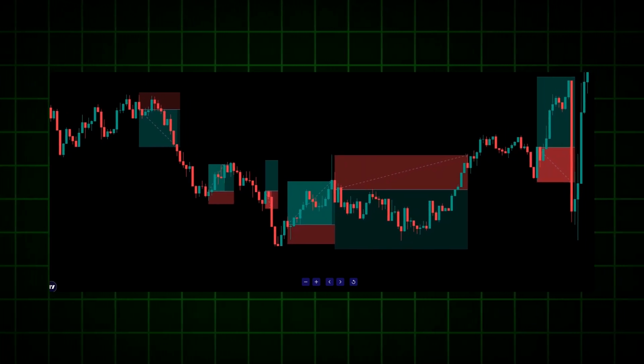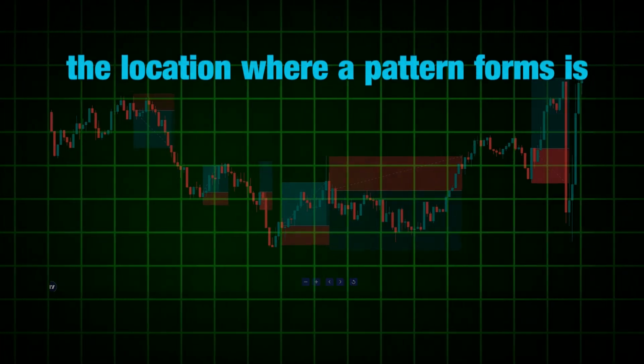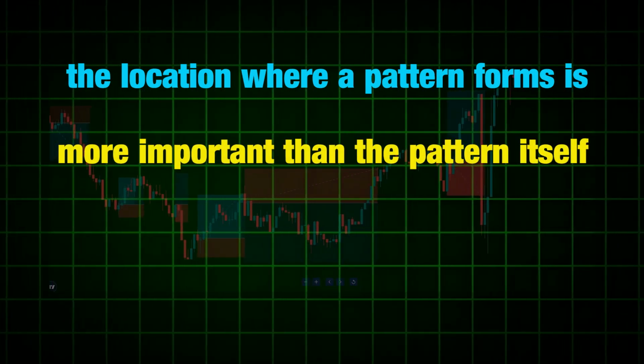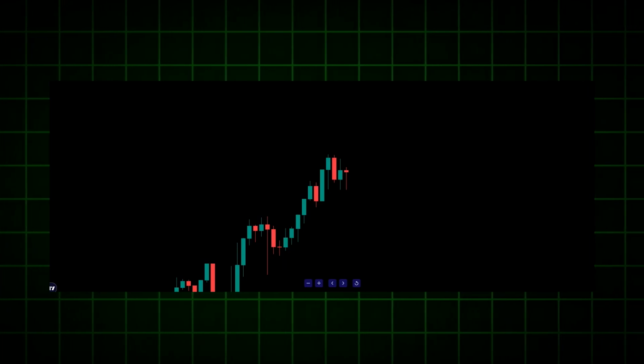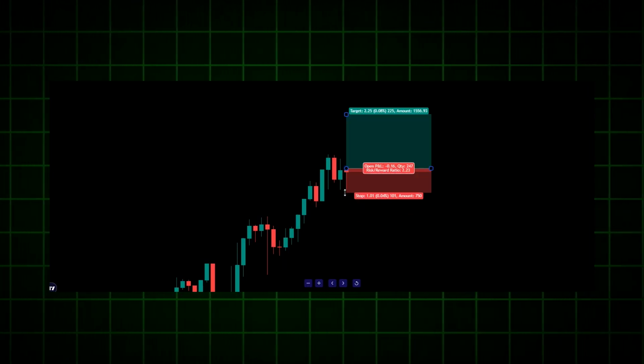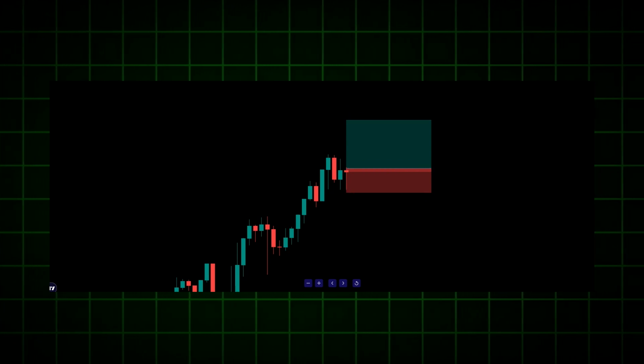What you need to know is this. The location where a pattern forms is more important than the pattern itself. Yes, this is the overlooked secret. You must first identify the location on the chart where the pattern forms and then evaluate the type of pattern.